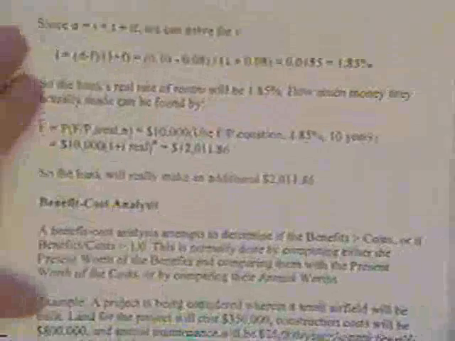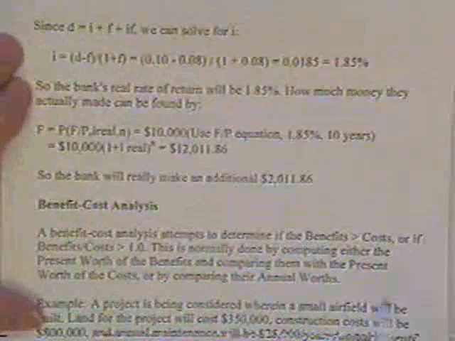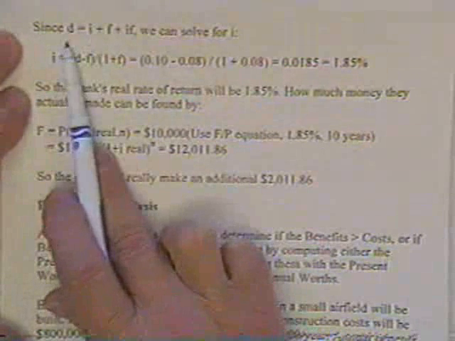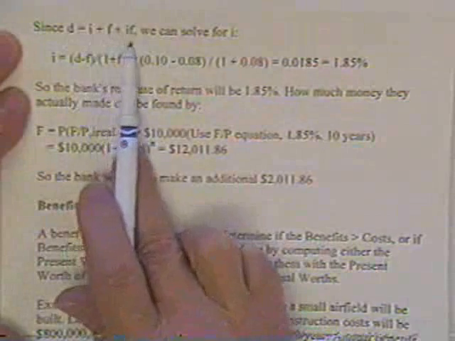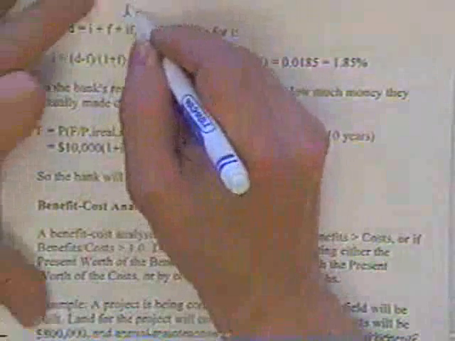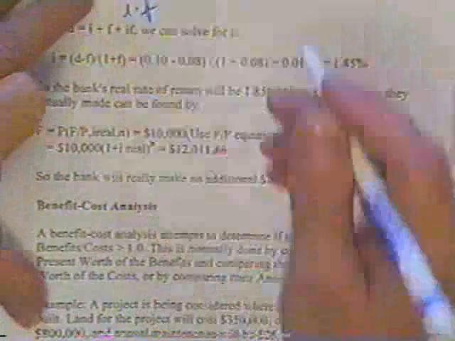First off, the combined rate can be solved for because the book gives me the combined rate as i plus f plus i times f. Looks like f, i, but that's i times f.